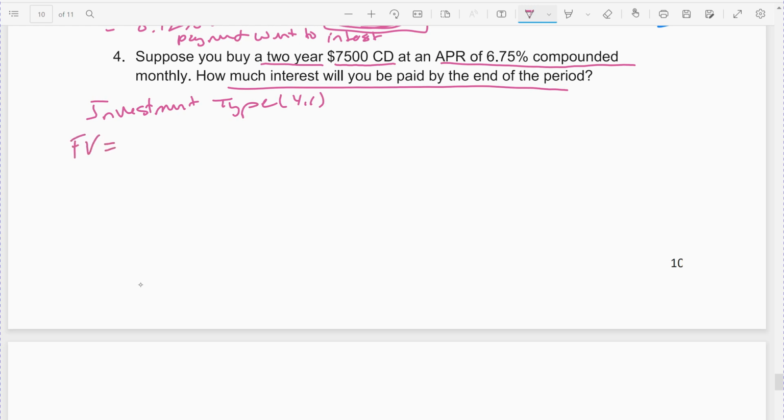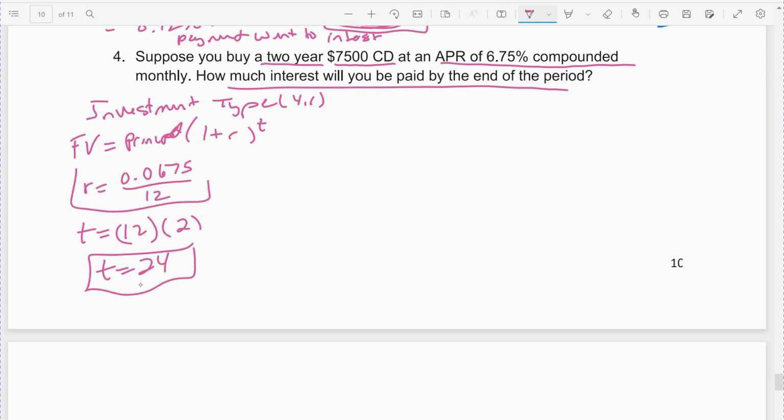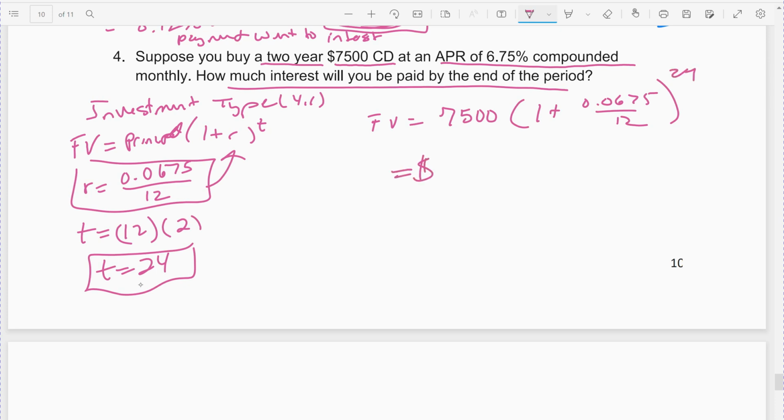So the formula you would use is the future value is your principal times 1 plus r raised to the t. Now r and t are the same. R is still your APR, 0.0675 divided by 12. T is your number of periods per year times years, 2 years, so T is 24. So future value is 7500 times 1 plus 0.0675 divided by 12 raised to the 24, and the $7,500 grew to $8,580.78. That's not the answer yet. We want interest.